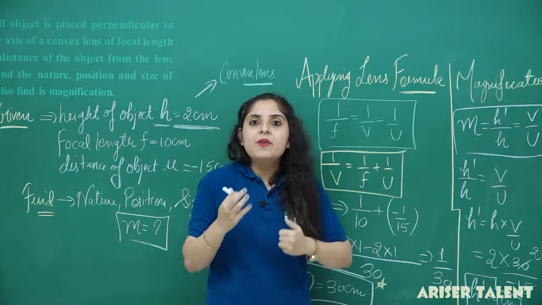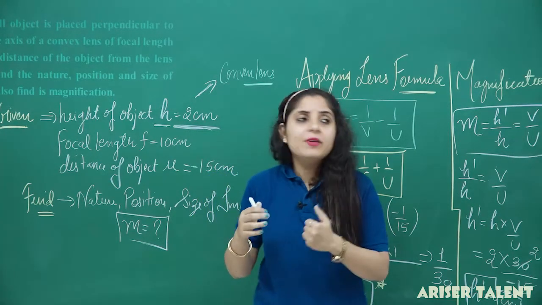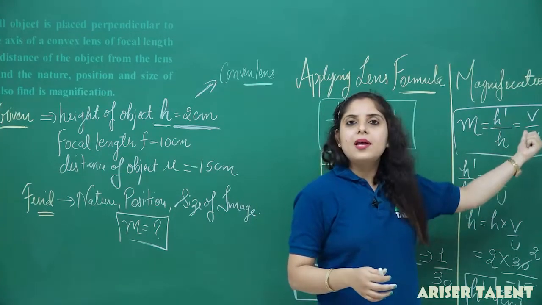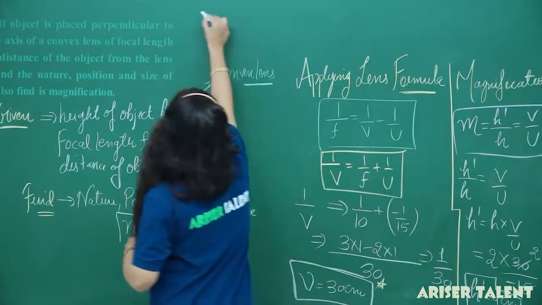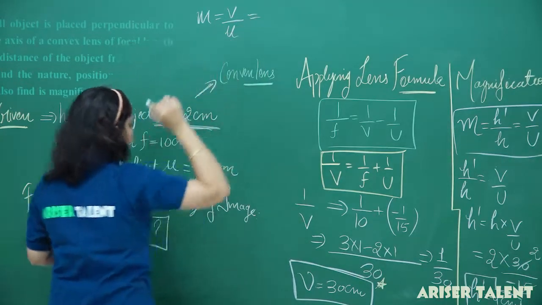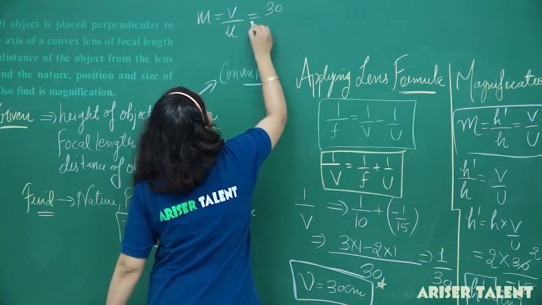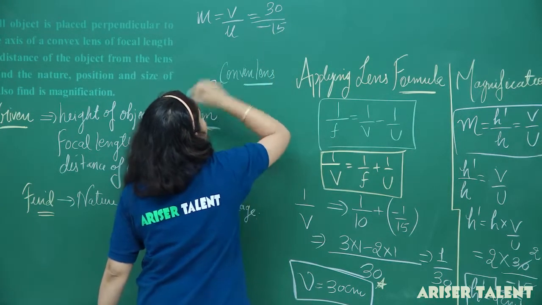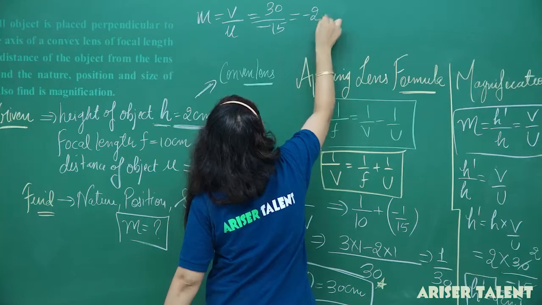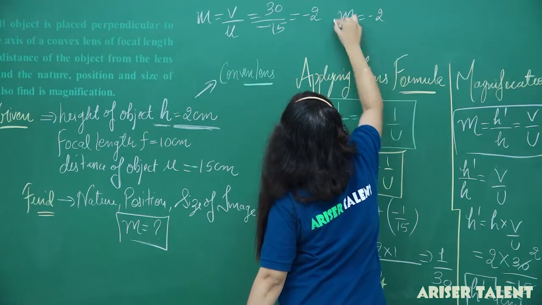and you can see that the image will be magnified. And how much the image will be magnified? The image will be magnified, we can calculate simply by using the formula, that is v upon u. So, m will be v upon u. So, what is the value of v here? V is 30. And what is u? U is minus 15. And magnification came out to be minus 2. So, magnification is minus 2 in this case.